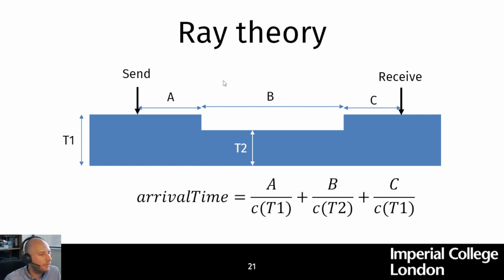And then you go to this middle section here with a thickness of T2. c is now a function of T2, so it's B divided by c2. That gives you your time in B. And then similarly, you've got a time travelling through this part as well, so it'll be C divided by this. Add all those up and you get your total arrival time, the time it takes to transmit from here to here, and you can then start to compare some of these with your measured signals.